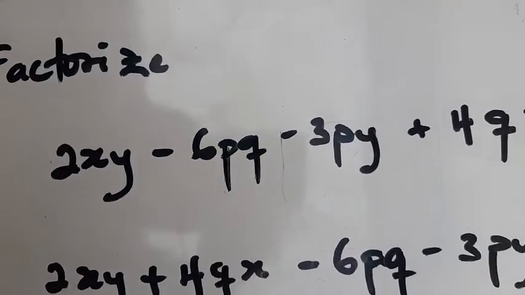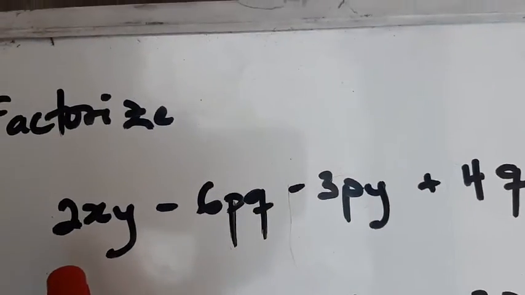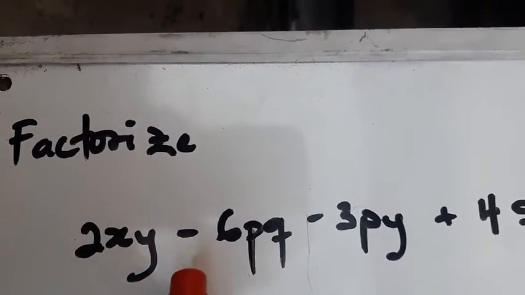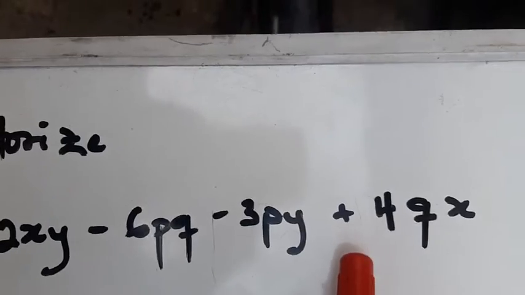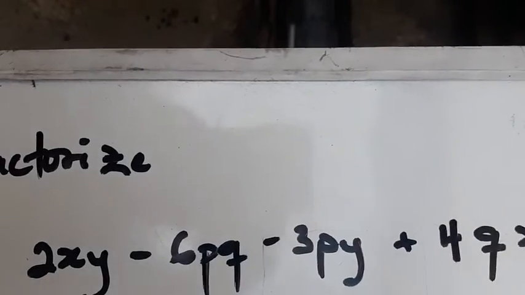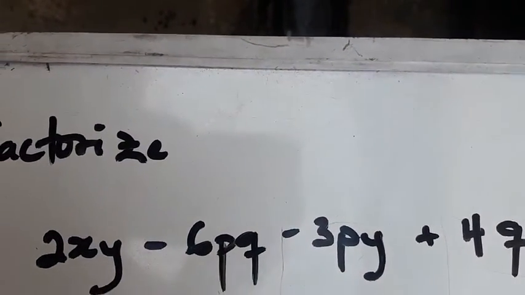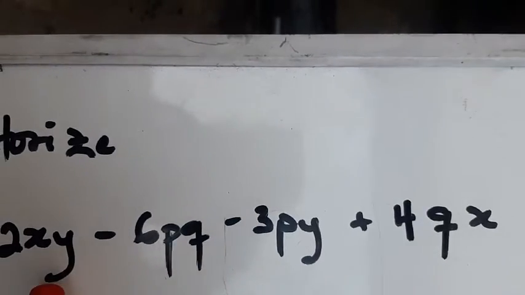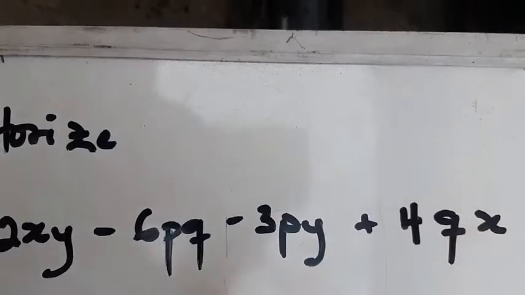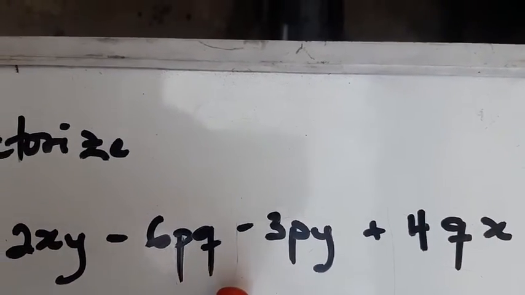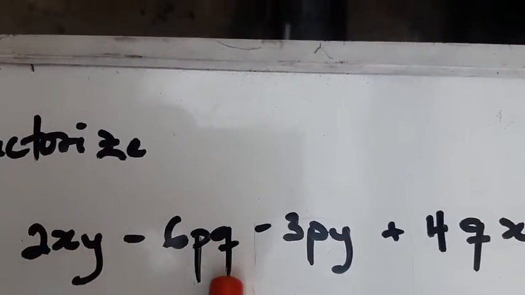This question says that you should factorize completely 2xy minus 6pq minus 3py plus 4qx. So the idea of factorization is that if you have these four guys, this is 1, 2, 3, and then 4, you have to make sure that you group them into 2, 2.